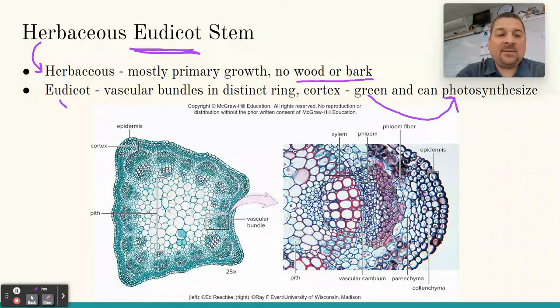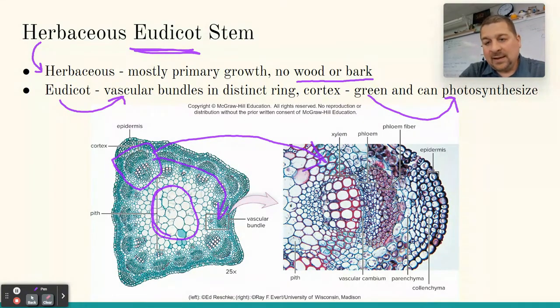In a dicot, the vascular bundles are in a distinct ring. So when you look around the stem, you have your pith here in the center, the ground cells here. And then each of these vascular bundles right here would contain, if you zoom in over here, the vascular cambium, which is the meristematic tissue right here, and it is going to produce xylem to the inside and phloem to the outside. They just look like little acorns almost, and they're all the way around the stem. So in a dicot stem, they're in a ring.